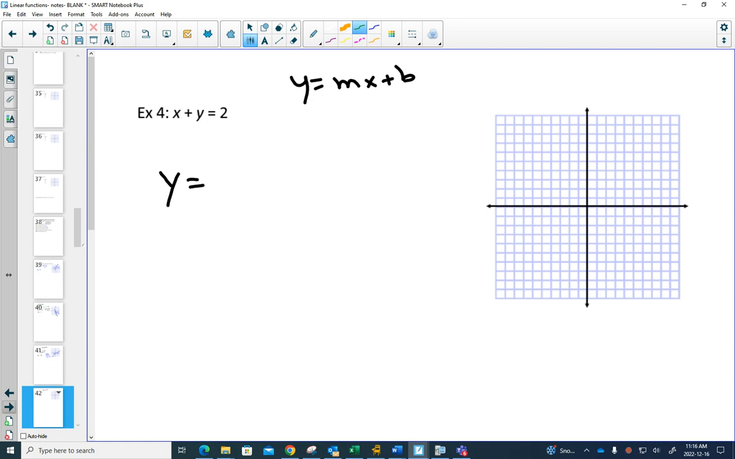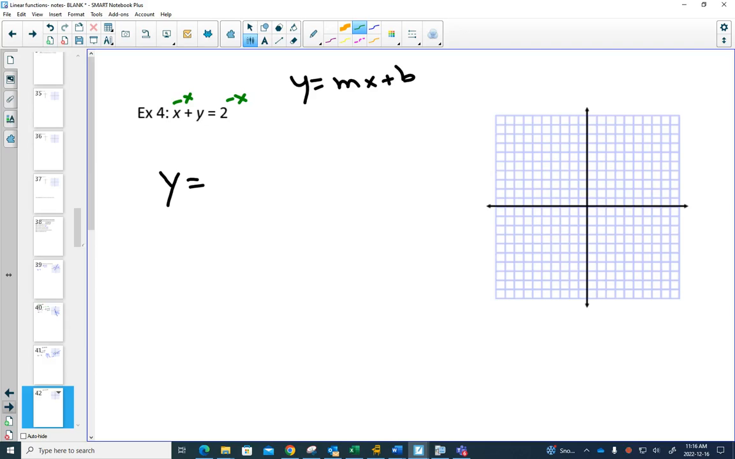Same thing you've done with equations all the way along. I want to move this x, so I'm going to subtract x. If I subtract x from that side, I'm going to subtract x on this side. Now, most of you would probably normally write on the right-hand side 2 minus x when you subtract x.